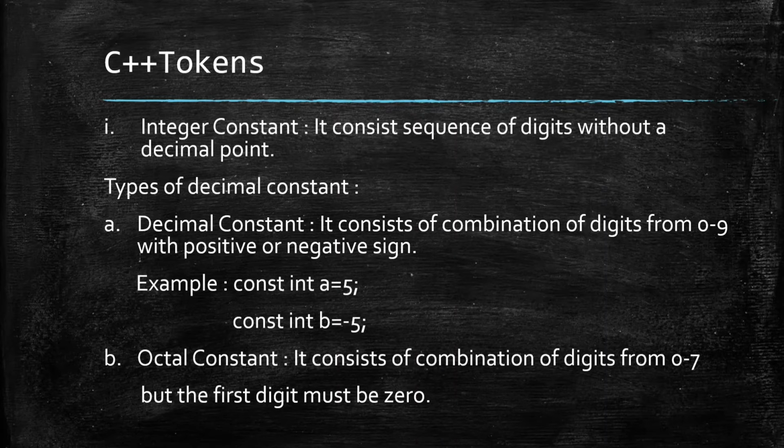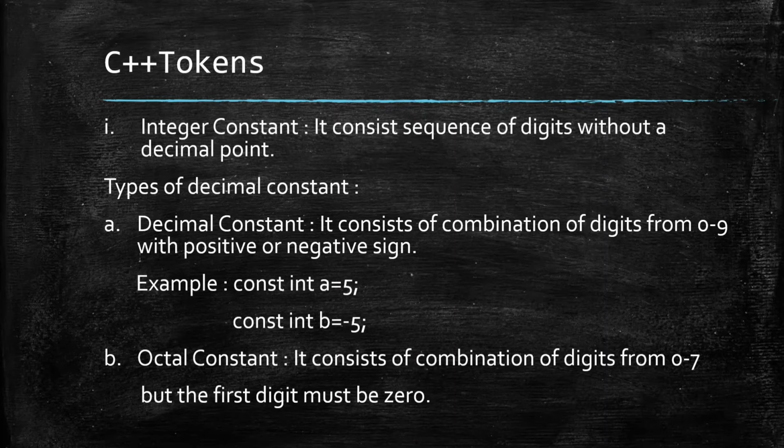It consists of the combination of digits from 0 to 9. Decimal means 10, right? So 0 to 9, how many digits do you have? 10, right? When you count from 0: 0, 1, 2, 3, 4, 5, 6, 7, 8, 9. I have 10 digits here. So it is a decimal set. We can say it has 10 digits, right? So it's a decimal constant, that is a combination of digits from 0 to 9, and it can either have a positive sign or a negative sign.